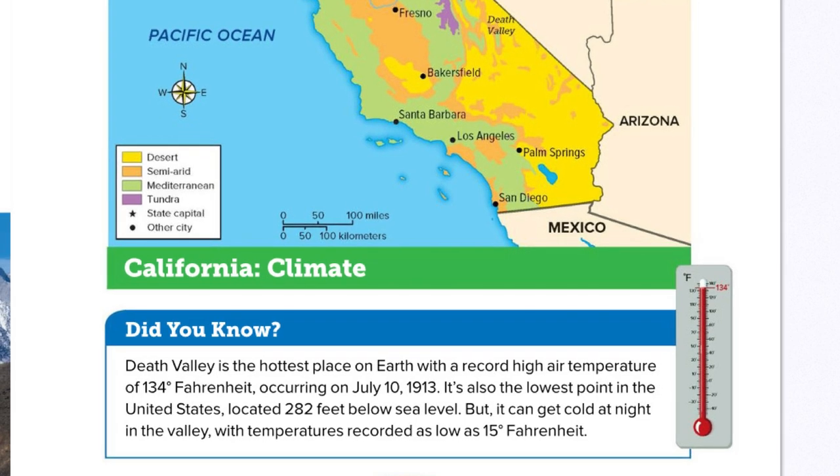Did you know? Death Valley is the hottest place on Earth with a record high air temperature of 134 degrees Fahrenheit occurring on July 10th, 1913. It's also the lowest point in the United States, located 282 feet below sea level, but it can get cold at night in the valley, with temperatures recorded as low as 15 degrees Fahrenheit.